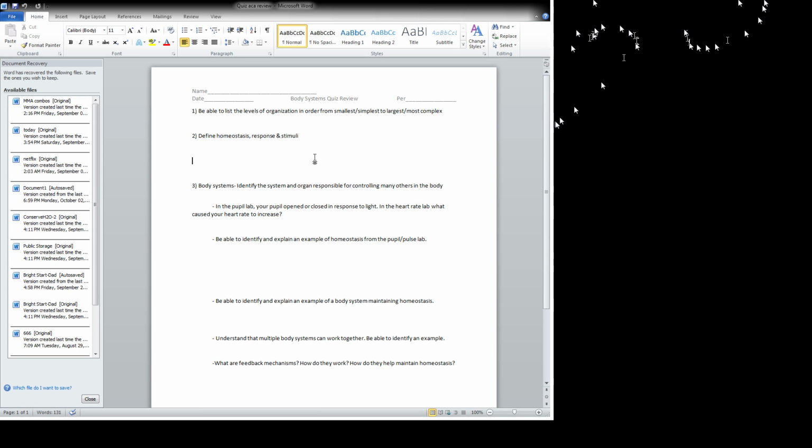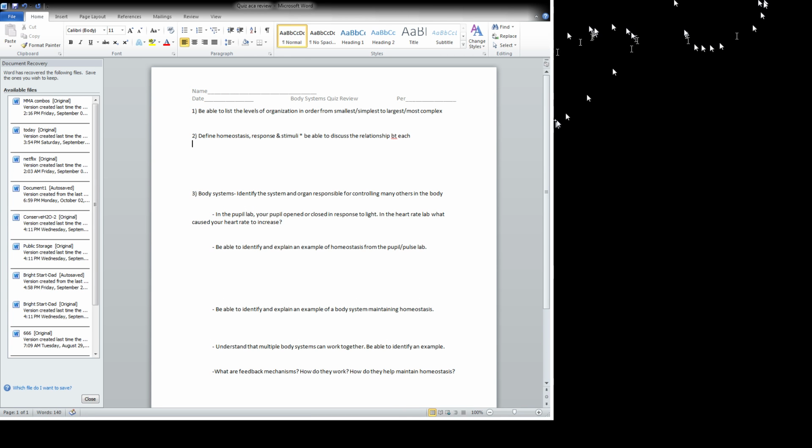Number 2, homeostasis, response, and stimuli. And be able to discuss the relationship between each. Okay. Homeostasis, maintaining stable internal conditions. Temperature is a great example. We also had the homeostasis lab, the pulse. Your pulse is a great example of homeostasis, that you got to maintain your heart rate. Depending on how much exercise you're doing, that will determine your.